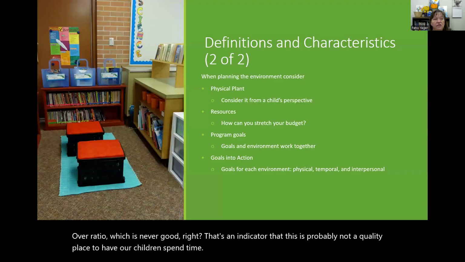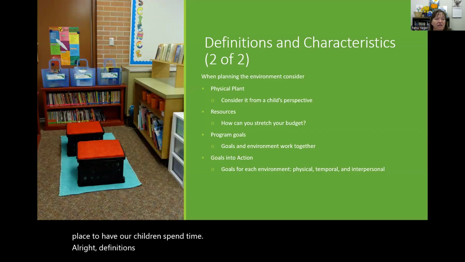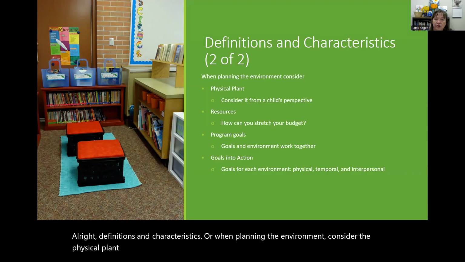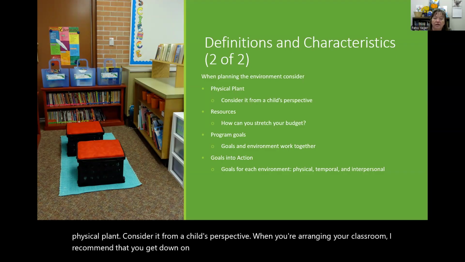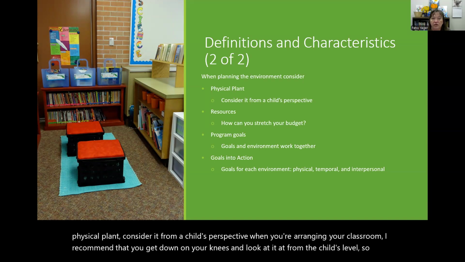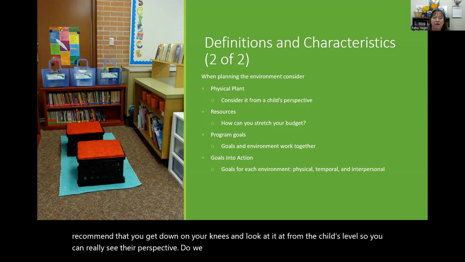All right, definitions and characteristics. When planning the environment, consider the physical plan. Consider it from a child's perspective. When you're arranging your classroom, I recommend that you get down on your knees and look at it from the child's level. So you can really see their perspective. Do we have things up too high? Are things within reach? Are they safe for children?